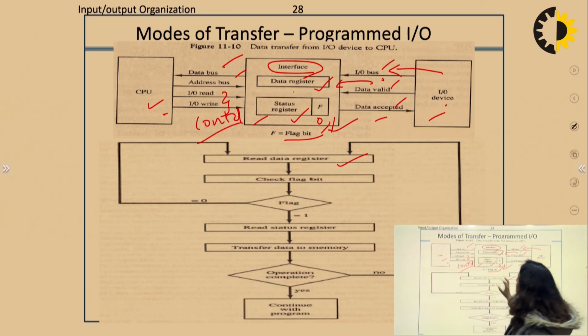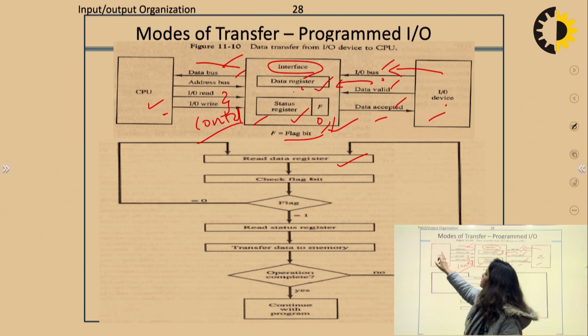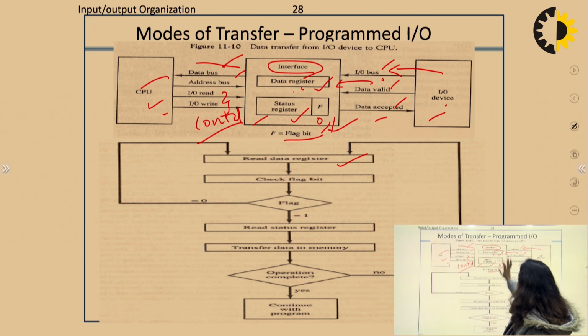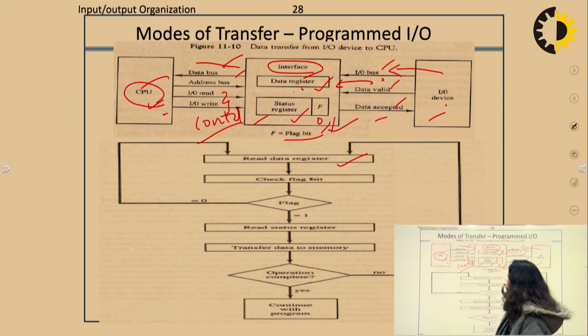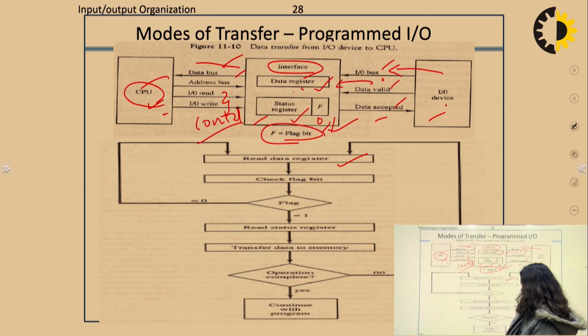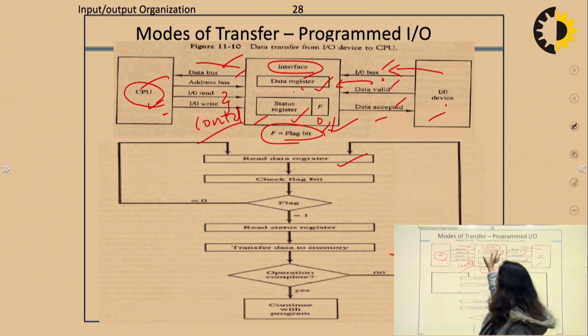If the data is available, then the data is transferred from the data bus to the CPU. If data is not available, then the data is not transferred. So again and again, the CPU needs to check the interface for the availability of data in the data register, for which it has to check the flag bit. If it is 0, then again you have to read the data register. If it is 1, then read the status register. The transmission of data to the memory will be done if the data is available and the CPU will be receiving. Either it will be receiving or sending.